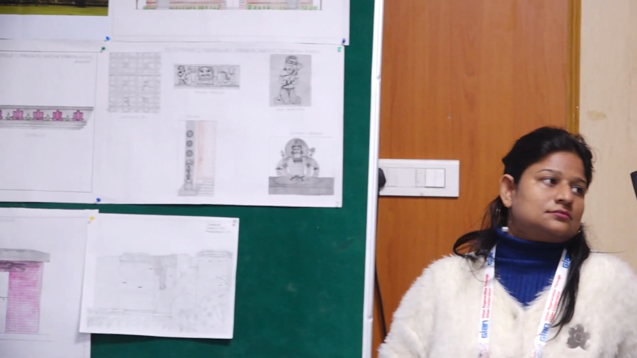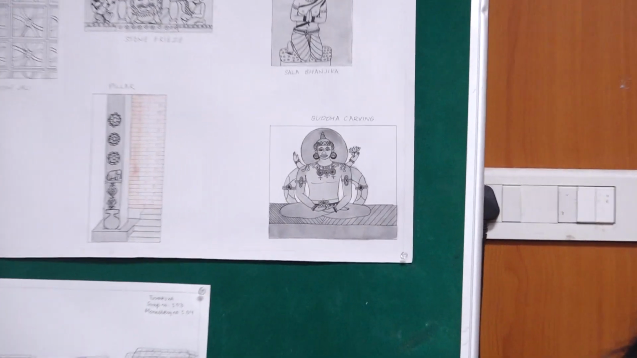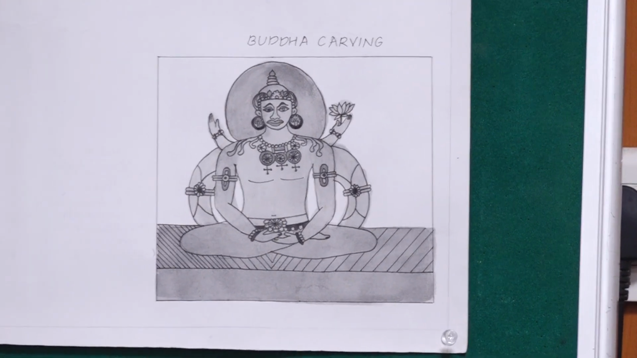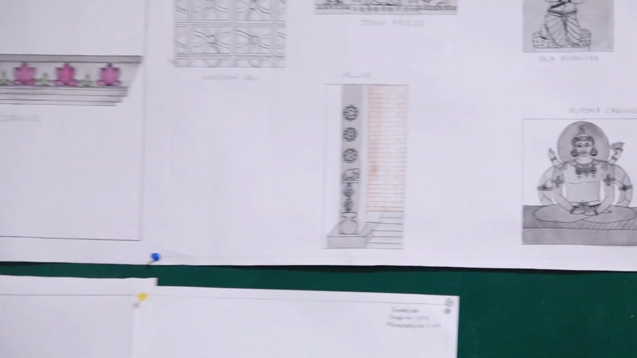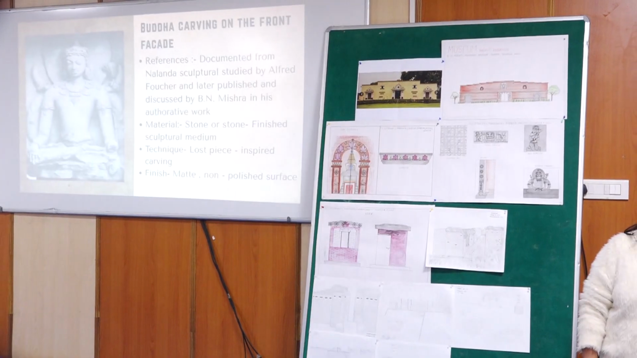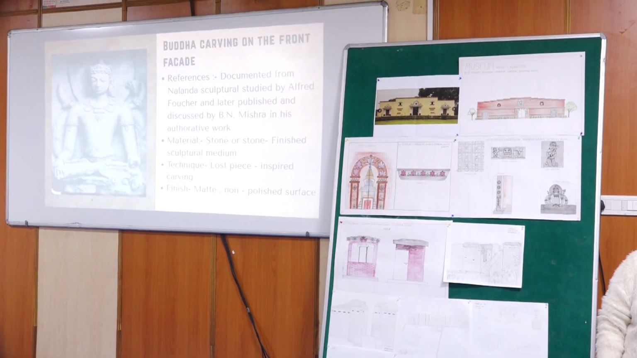Next, we have this Buddha carving. The Buddha image selected for the museum was documented by the French scholar Alfred Foucher during his study of Nalanda sculptures and later published and discussed by B.N. Mishra in his authoritative work Nalanda.